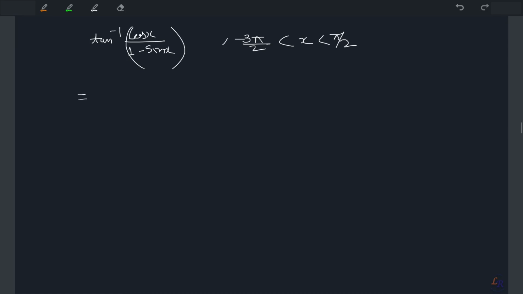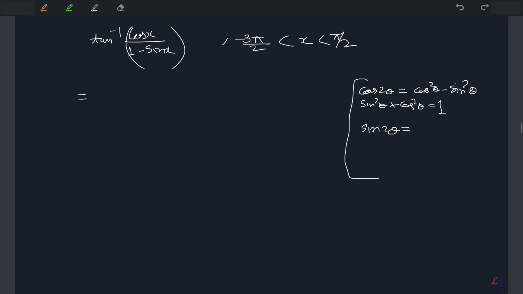So we'll utilize some trigonometric functions to expand it, and those functions we are going to use are, as we remember from trigonometry, cos 2 theta is equal to cos square theta minus sin square theta, then the property sin square theta plus cos square theta is equal to 1, and sin 2 theta is equal to 2 sin theta into cos theta. So this is the trigonometric function which you are going to utilize in expanding this, and then you see how nicely it is solved.